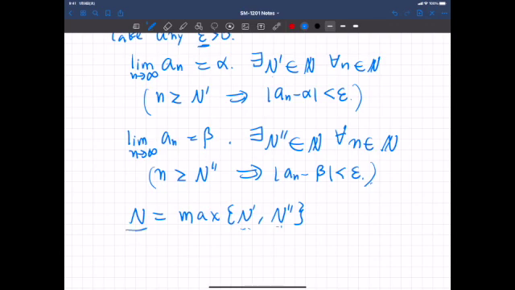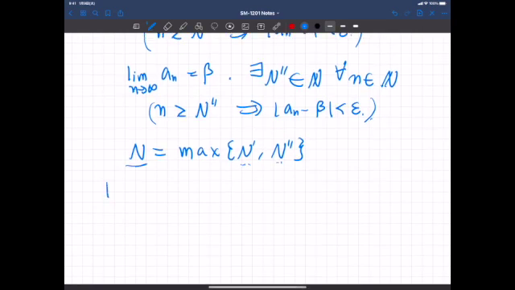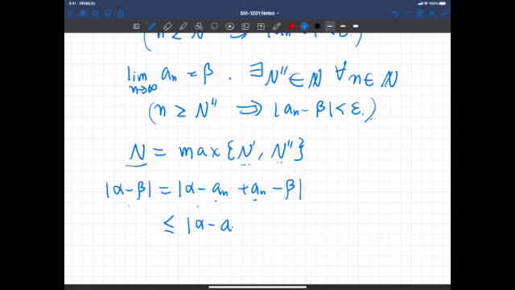So let's see. Then alpha minus beta, if we take this difference, equals alpha minus a_n plus a_n minus beta. So we add a_n and subtract a_n, that means adding 0, so it doesn't change anything. So this is equal to this. And by using the triangle inequality, this is less than or equal to |alpha minus a_n| plus |a_n minus beta|.